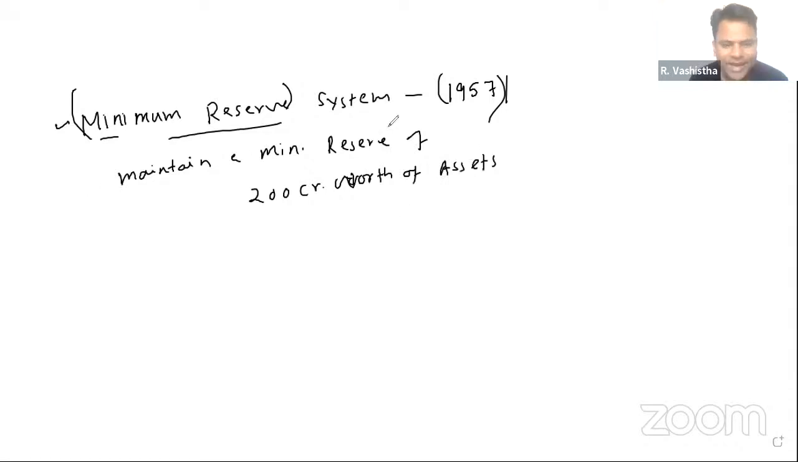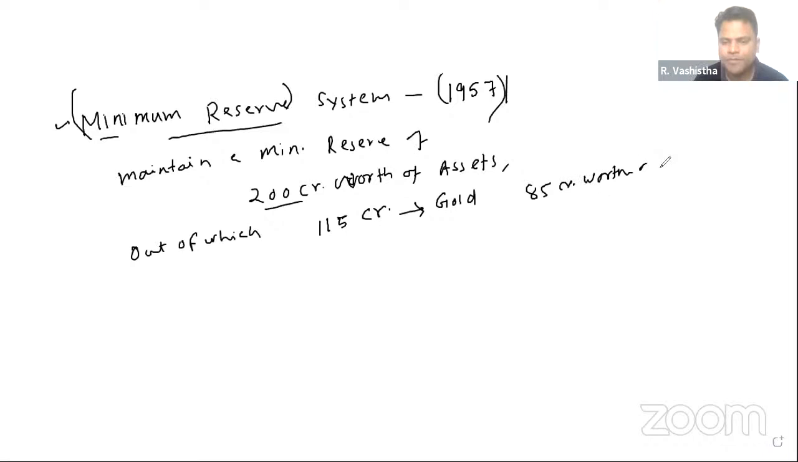RBI is required to maintain a minimum reserve of 200 crore worth of assets, out of which 115 crore worth of assets must be in terms of gold, and the remaining 85 crore worth of assets must be in terms of foreign currency.